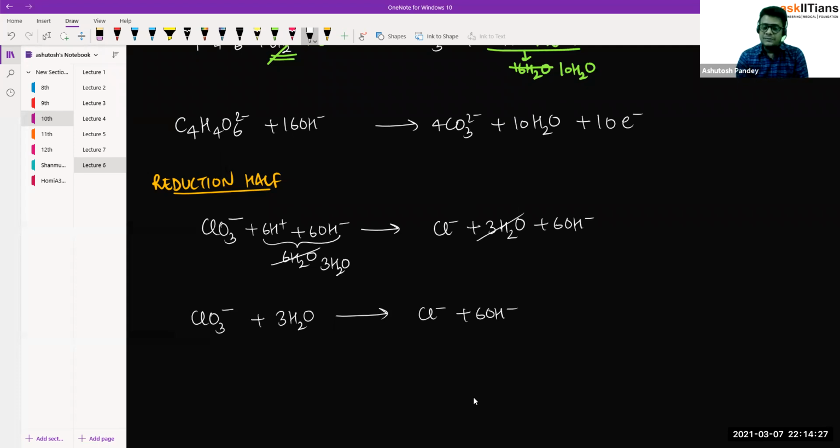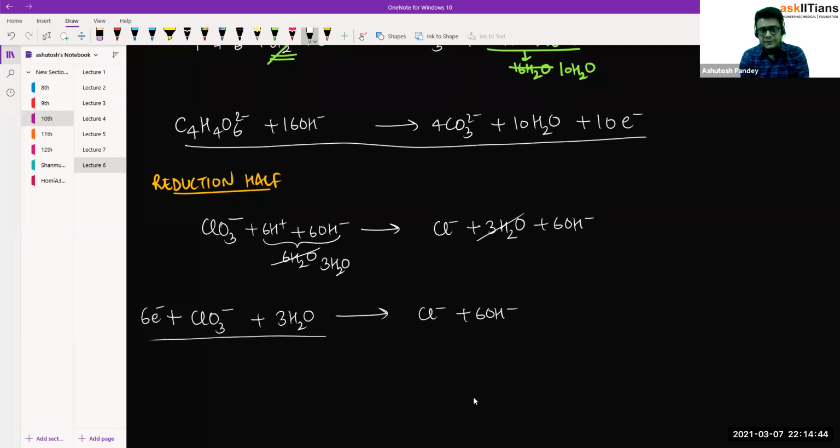What about charges? We have 1 negative and 6 negative, 7 negative on the product side, while only 1 negative on the reactant side. So we will add 6 electrons on the reactant side. Now it is also balanced. So one balanced reaction is this, the oxidation half, and the other one is this.